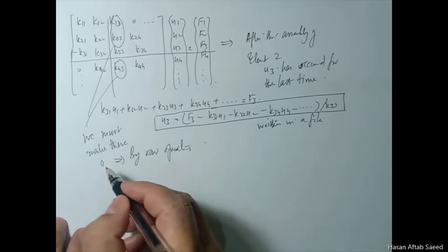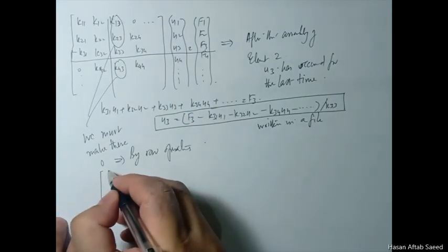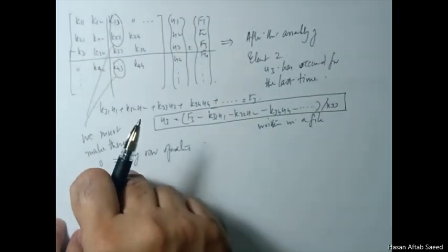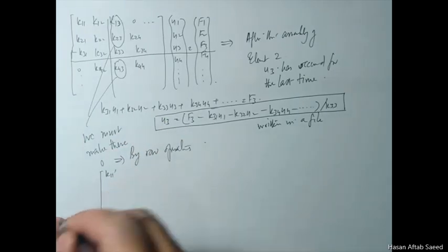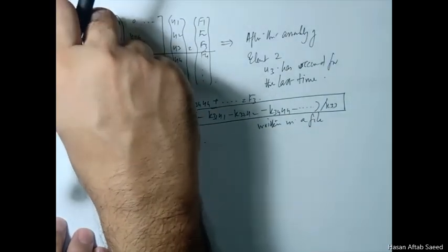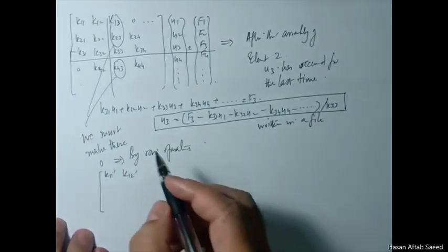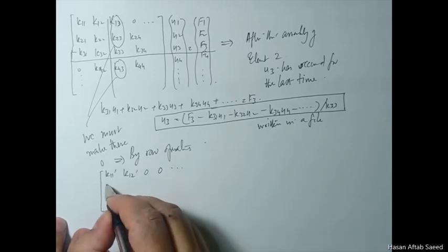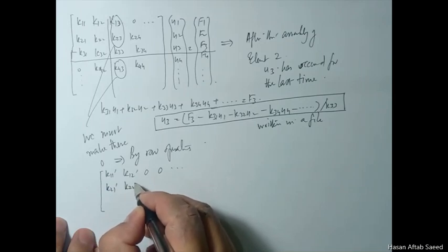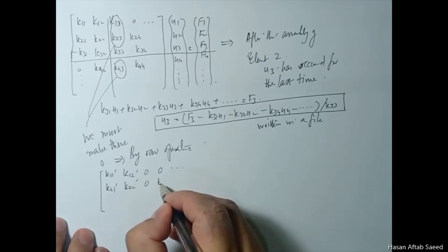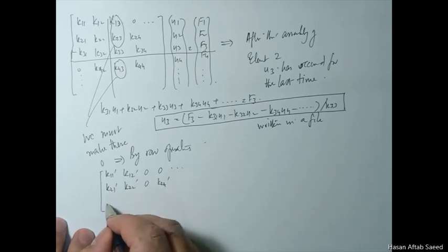So your values then will become k11 prime, that is, some sort of operation has taken place. So this k11 might not necessarily be equal to k11 prime, it might be different. It will be different in many cases. k12 prime. And if that is done, then you have this 0, and this was also 0. Similarly, k21 prime, k22 prime, again 0, k24 prime.